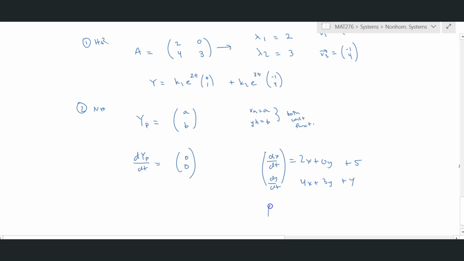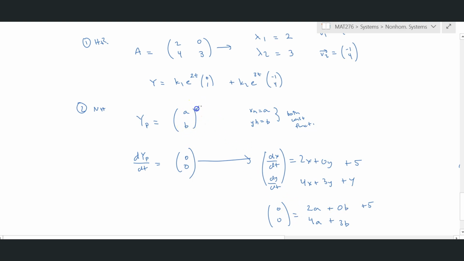Okay, so if I dump this into the system, derivatives are both 0. So here's my derivative, and that corresponds to this vector. So I'll have 0 and 0. 2 times x, well, we're guessing a constant function, so it'll be 2a. Y, we're guessing the constant function b, so it'll be plus 0b plus 5. And for the bottom equation, we'll have 4 times our guess for x, which is a, plus 3 times the guess for our y, which is b.